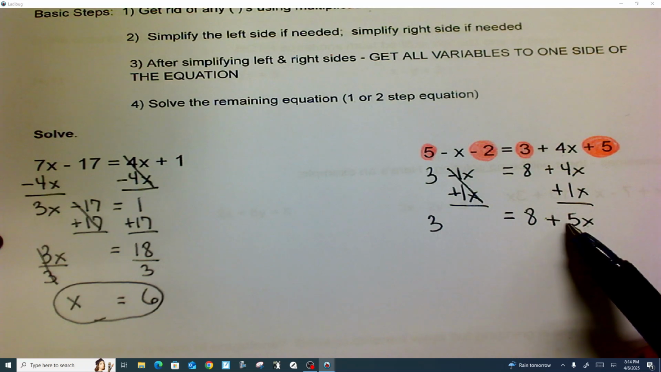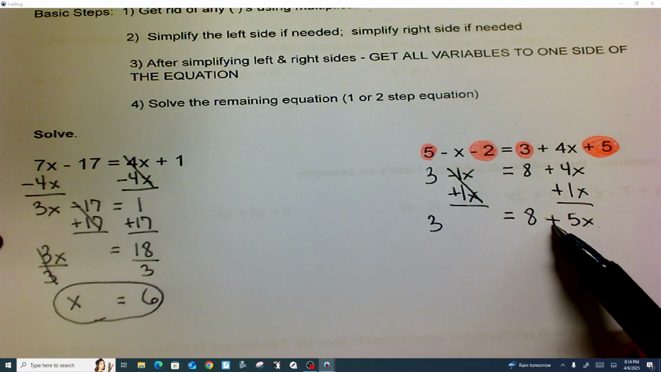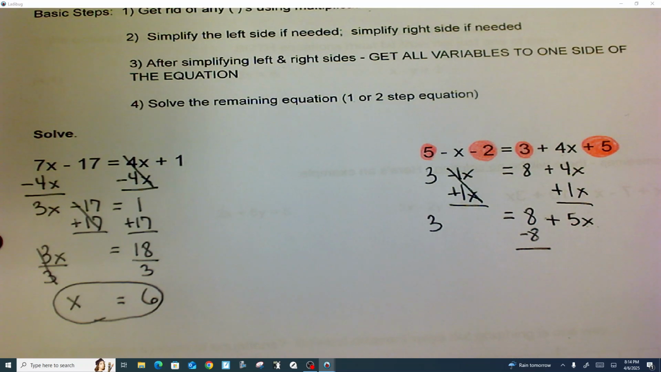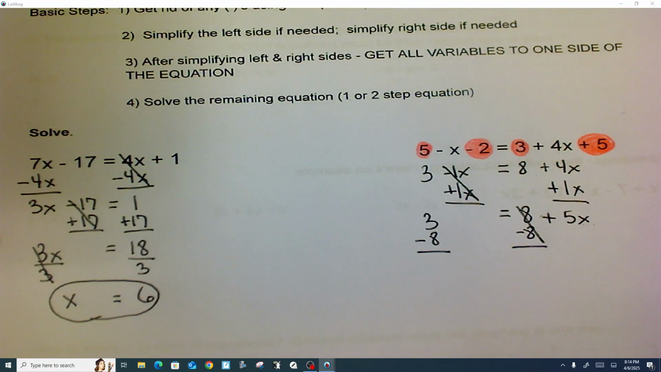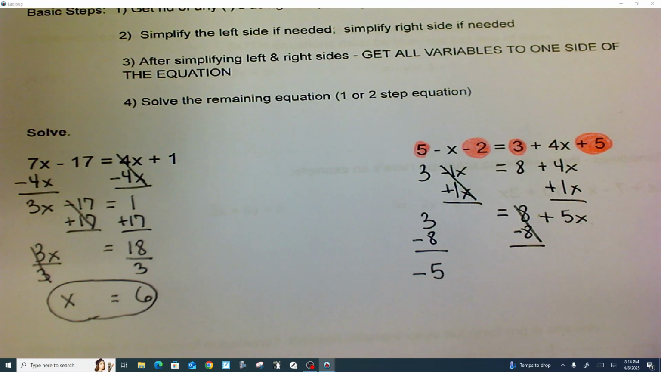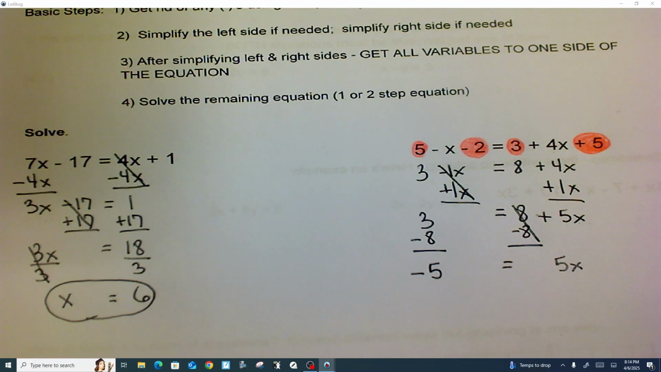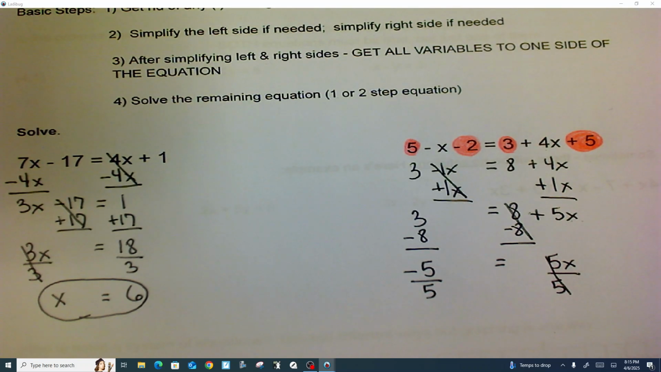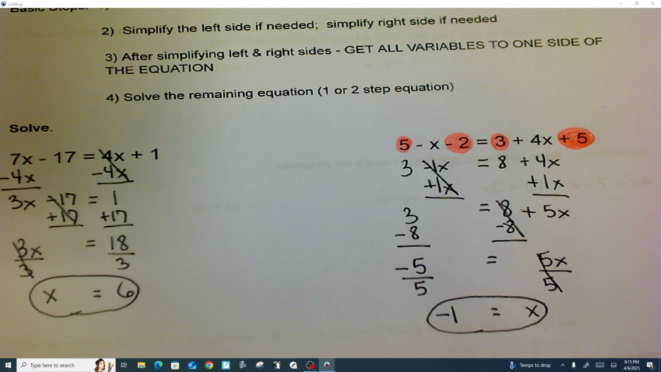Let's go and solve the second one here. Here's our x right here. The 5 is multiplying and the 8 is adding, so we want to get rid of this number first. Always get rid of adding or subtracting numbers first. So x equals negative 1.